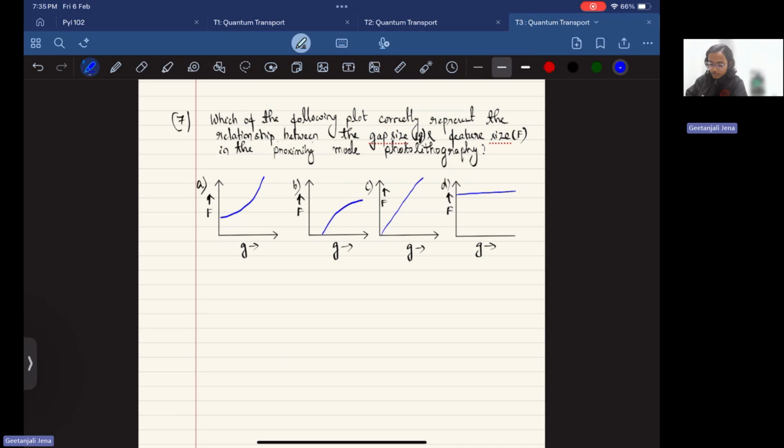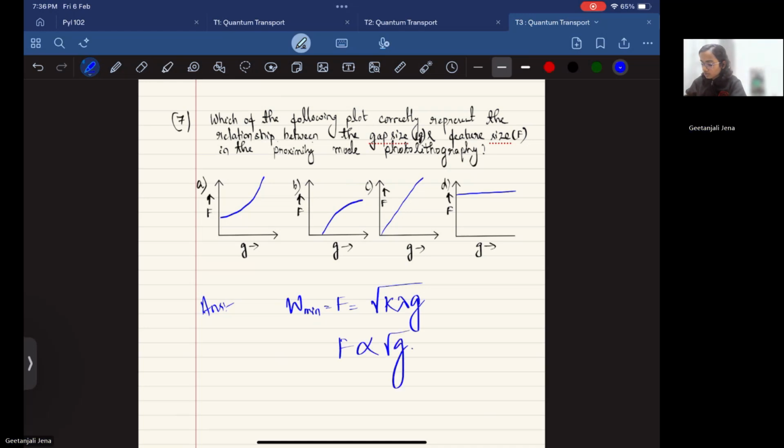Question number 7. Which of the following plots correctly represents the relationship between the gap size and the feature size in the proximity mode photolithography? This is quite easy if you recall W minimum, which here is given as F. This is given by the square root of lambda times G. So that means F is directly proportional to the square root of G. So square root dependence is option B.